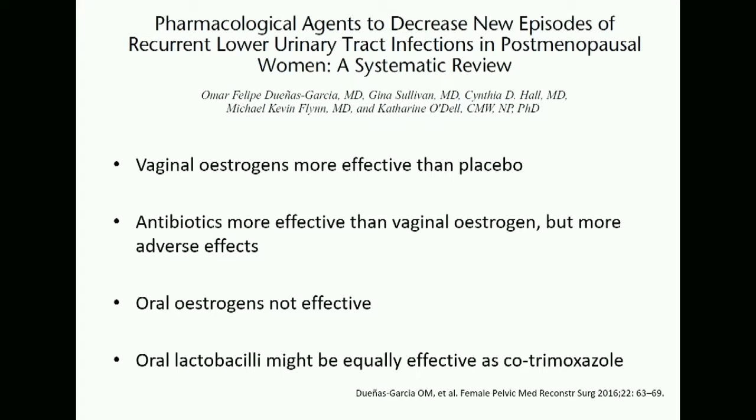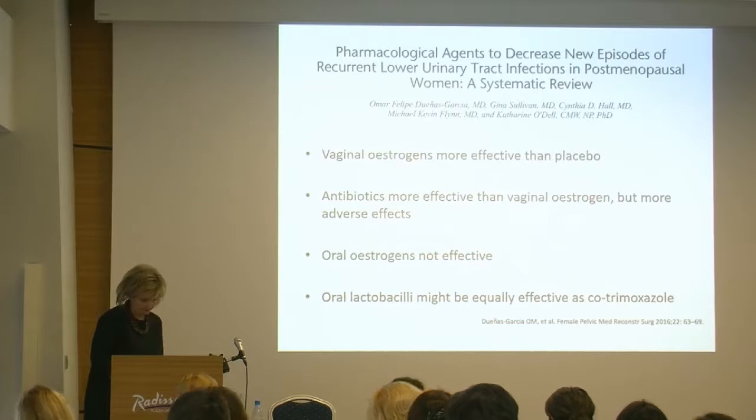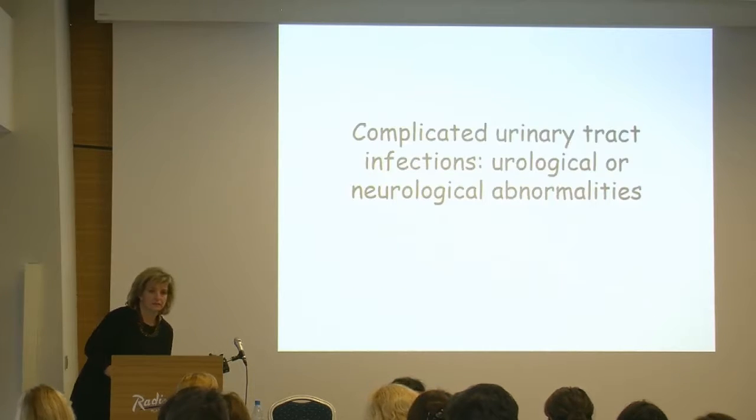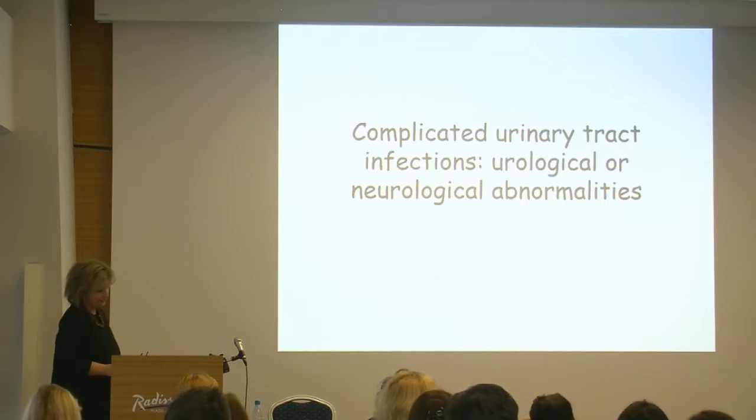Antibiotics are again more effective than vaginal estrogens, even better, but of course with more adverse events. Oral estrogens are not effective, and there is a study on oral lactobacilli that might be equally effective as cotrimoxazole, but less is known about it. But vaginal estrogens may be helpful, and if they are not, then we still have this option with antibiotics. So with the choice, of course, you look at the isolate.